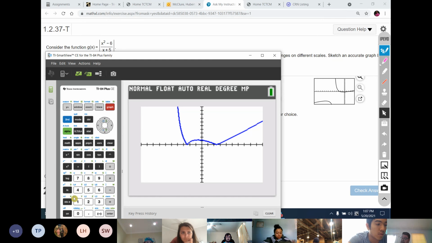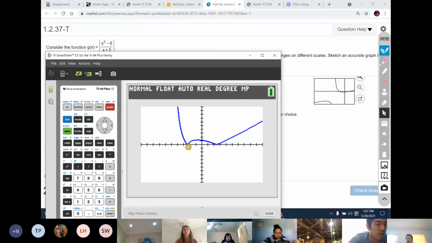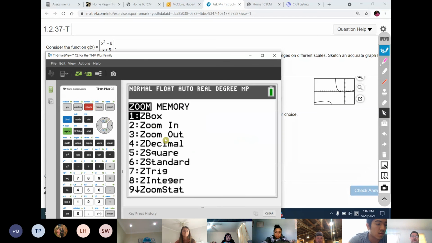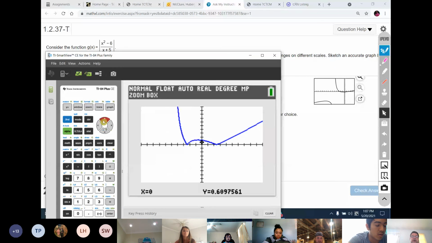Y'all know what hidden behavior is? Nobody knows what hidden behavior is. It's something that might be happening in here, like, do you know if this is crossing the x-axis or sitting on the x-axis? You don't know because you can't see it. So I'm going to take my handy-dandy zoom, and I'm going to zoom in box, because I use zoom box. You can use the window if you want to, but I don't use the window. To me, that's too complicated.